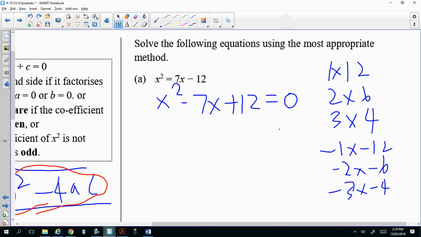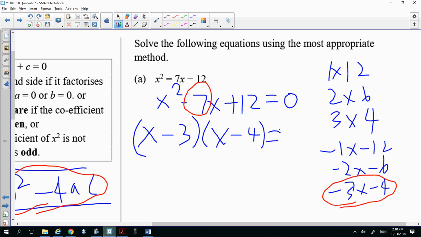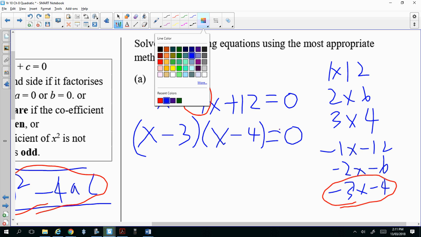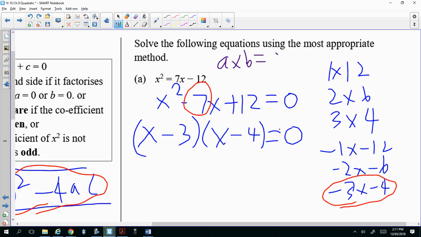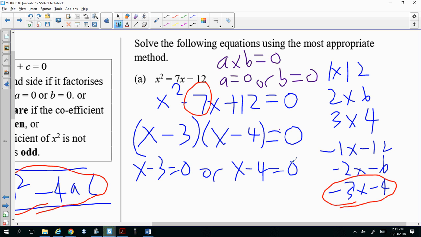So you write, therefore, the fastest way is to factorize. Then you say, using the null factor law, which states that if a times b equals 0, either a is 0 or b is 0. So now we can say either x minus 3 is 0 or x minus 4 is 0. Therefore x equals 3 or x equals 4.